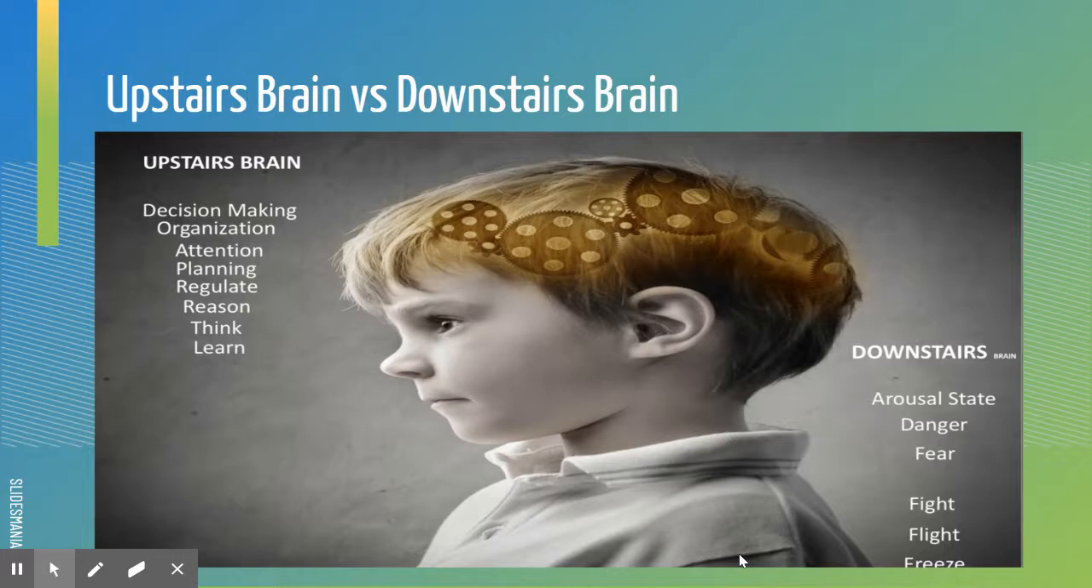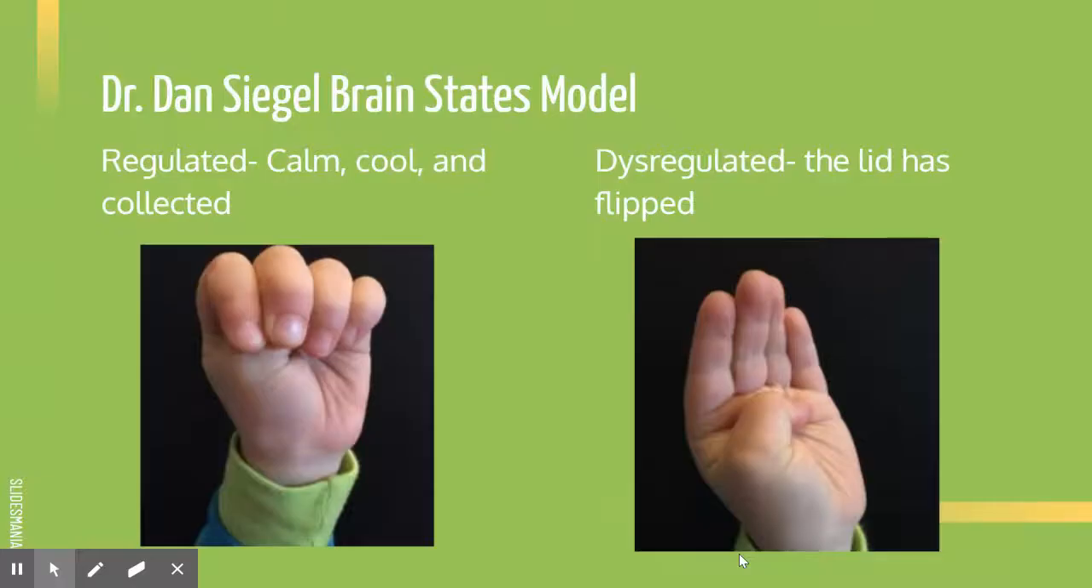where we make good decisions, where we weigh right and wrong, we can plan ahead. And then your downstairs brain is connected to your amygdala, what some Conscious Discipline calls your primitive brain. There's a lot of different sayings for being in this downstairs brain, but this is your fight, flight, or freeze, your alarm alert.